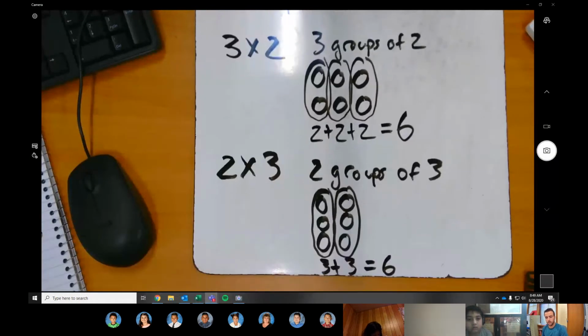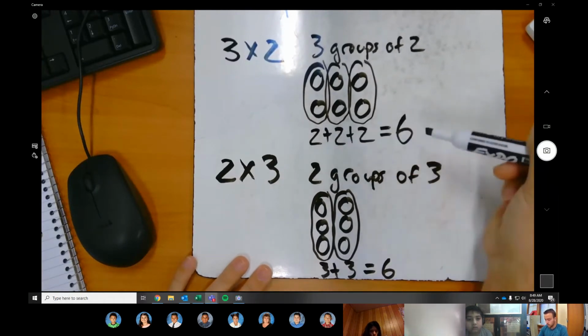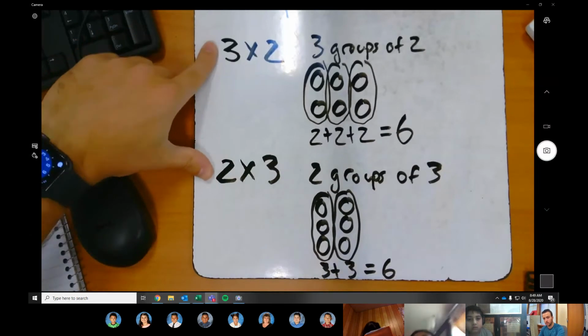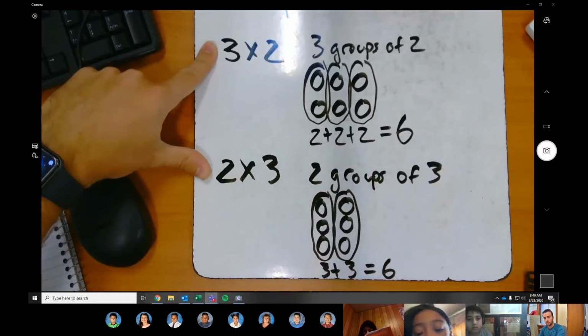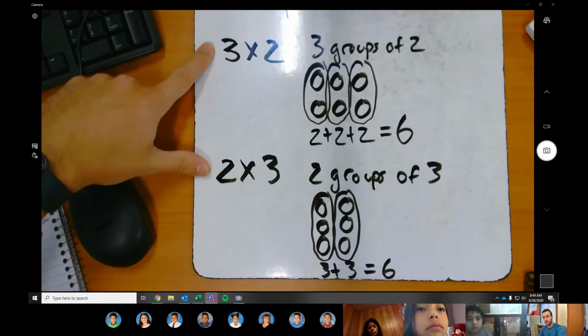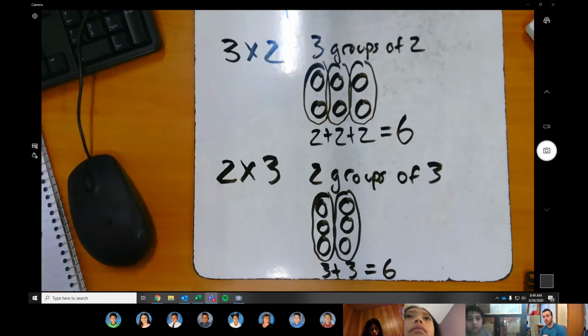Okay, so 3 plus 3 equals 6, or 2 plus 2 plus 2 equals 6. The nice thing about multiplication is that you can go back and forth. You can change the order of them. Okay, any questions on this one? We're going to do one more example, and then I'll give you a chance to work.